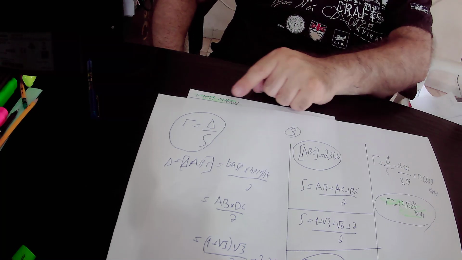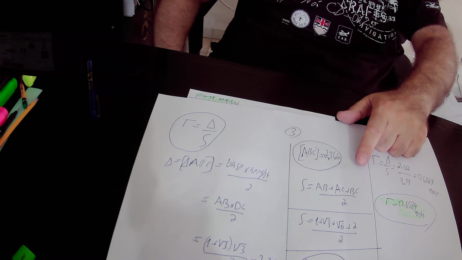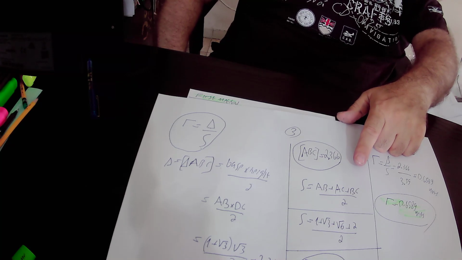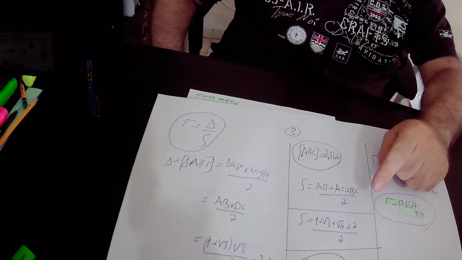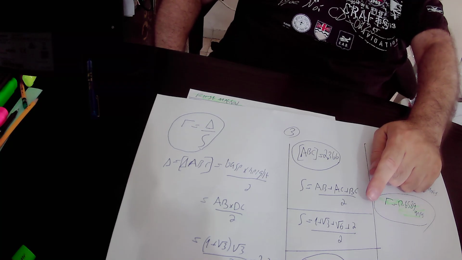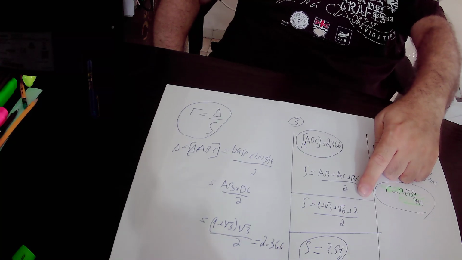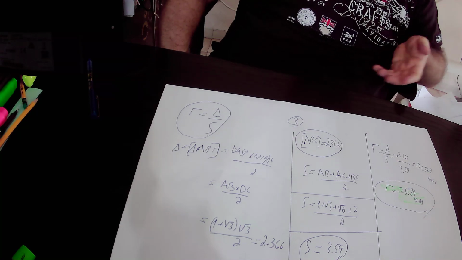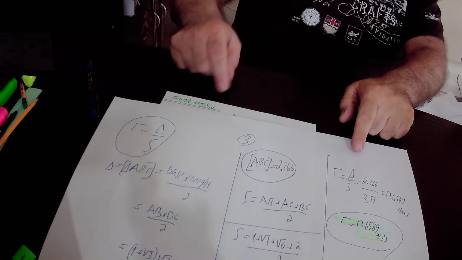Then the semi-perimeter of triangle ABC equals the sum of its side lengths over 2. The sum of its side lengths is AB plus AC plus BC. AB is 1 plus square root of 3 units, AC is square root of 6 units, and BC is 2. All divided by 2 will give us the semi-perimeter. The value of this expression is 3.59. So the semi-perimeter of triangle ABC is 3.59 units.